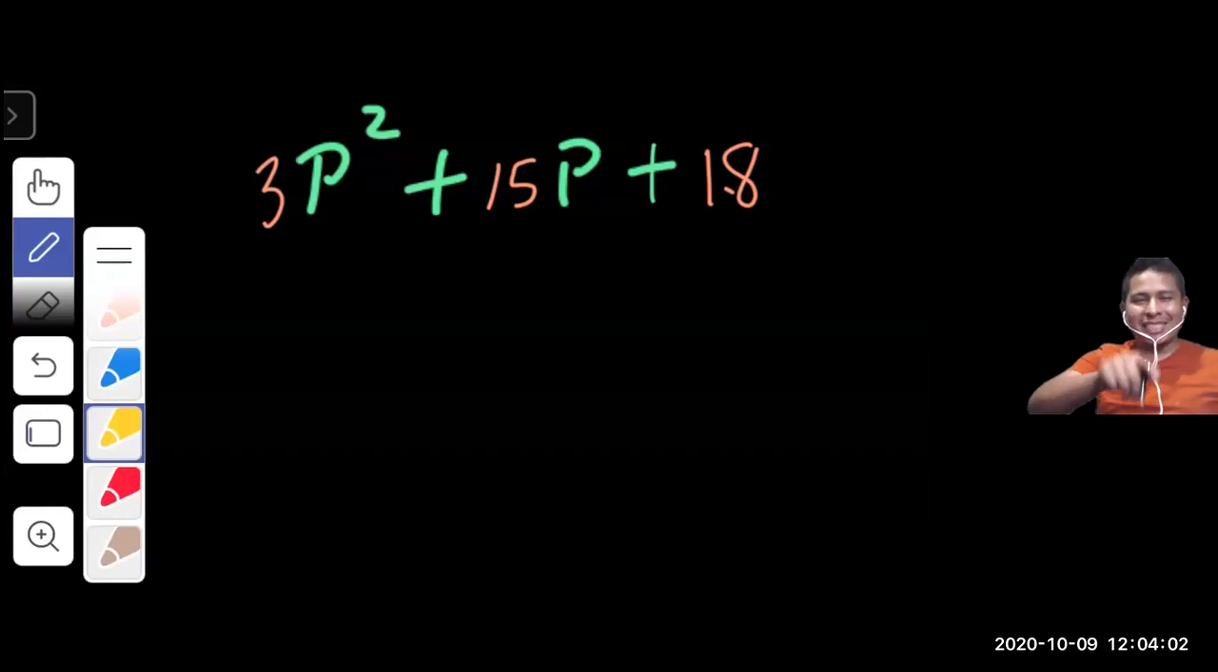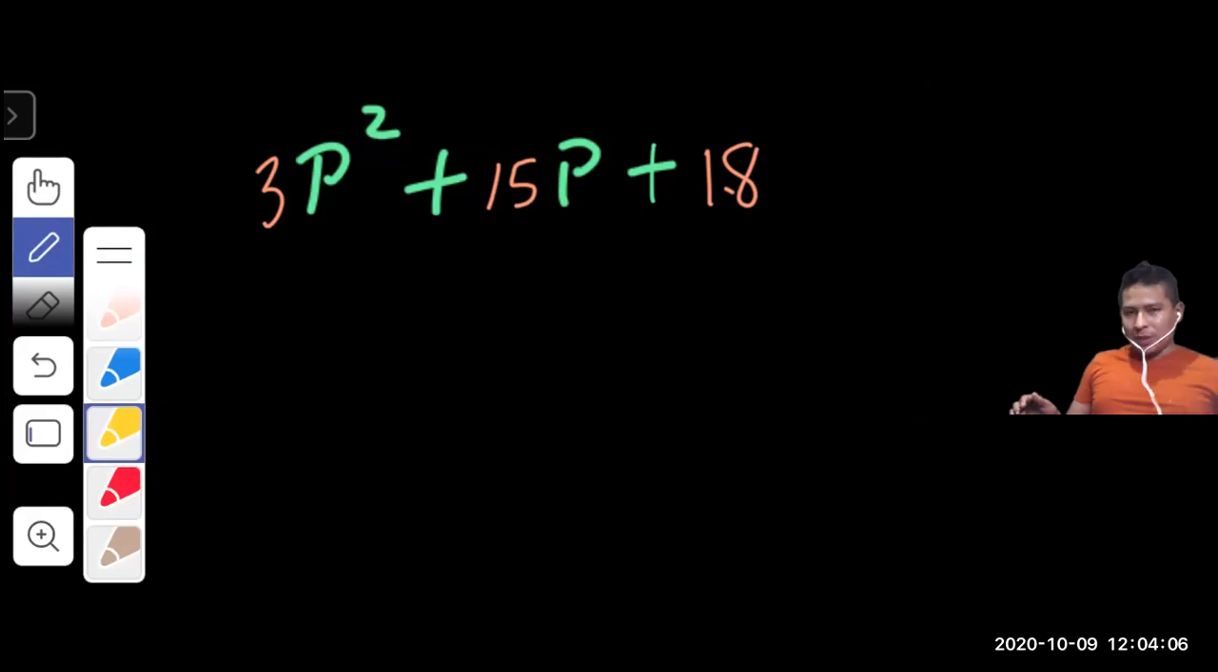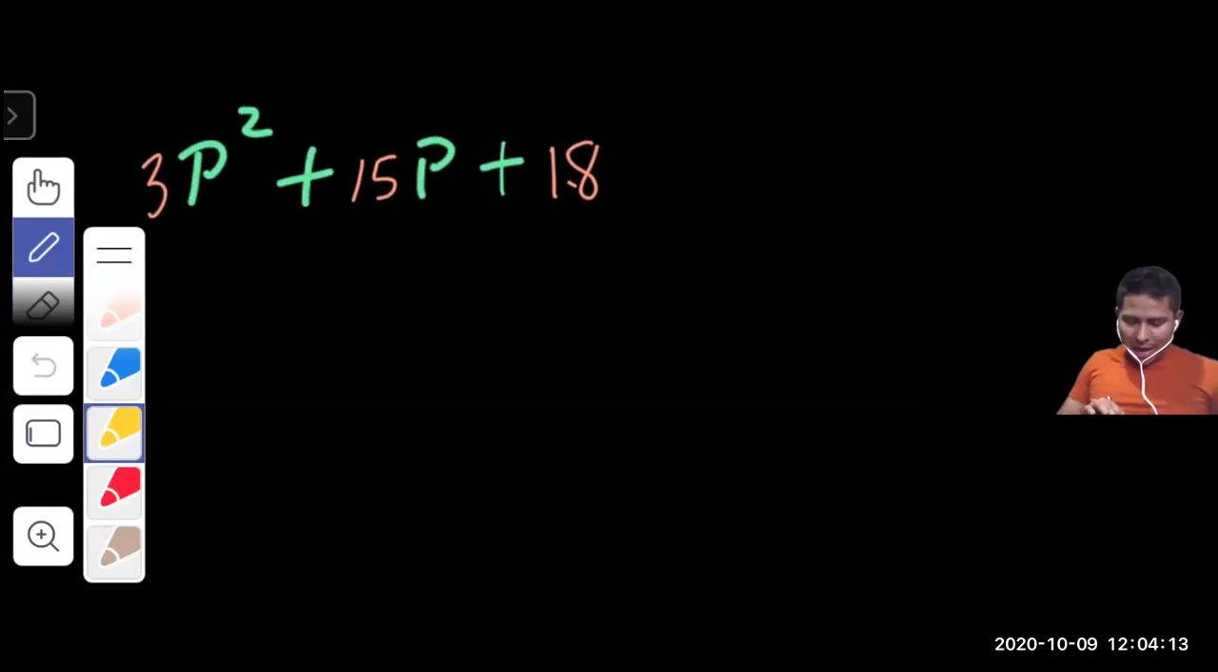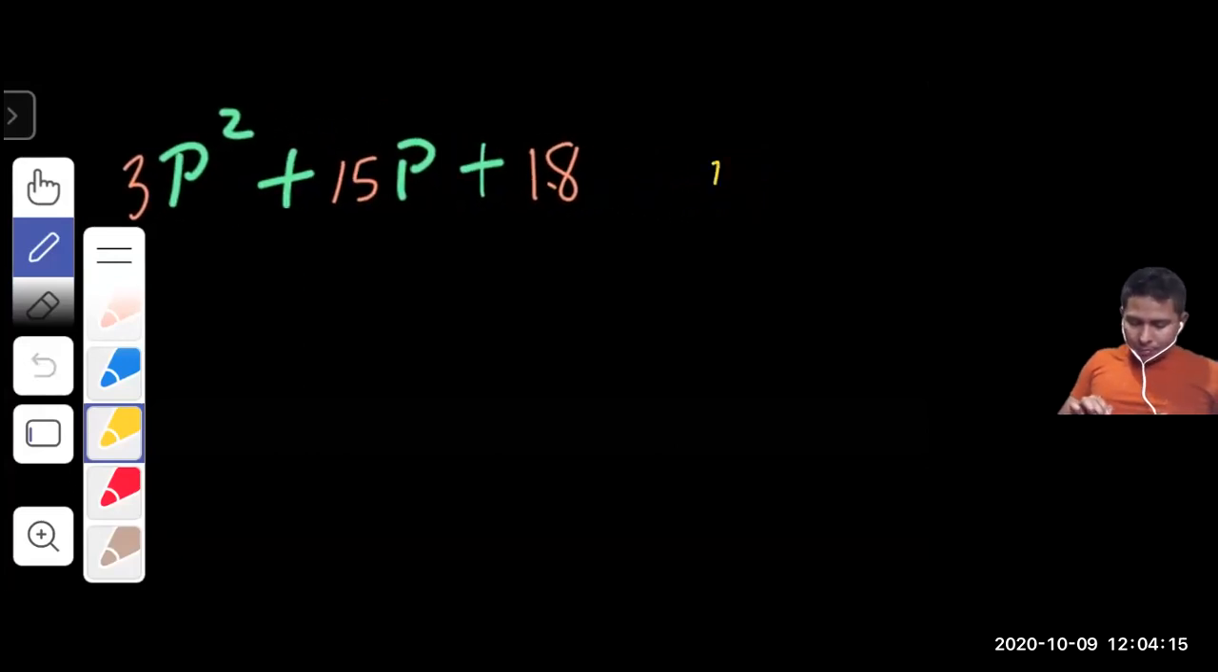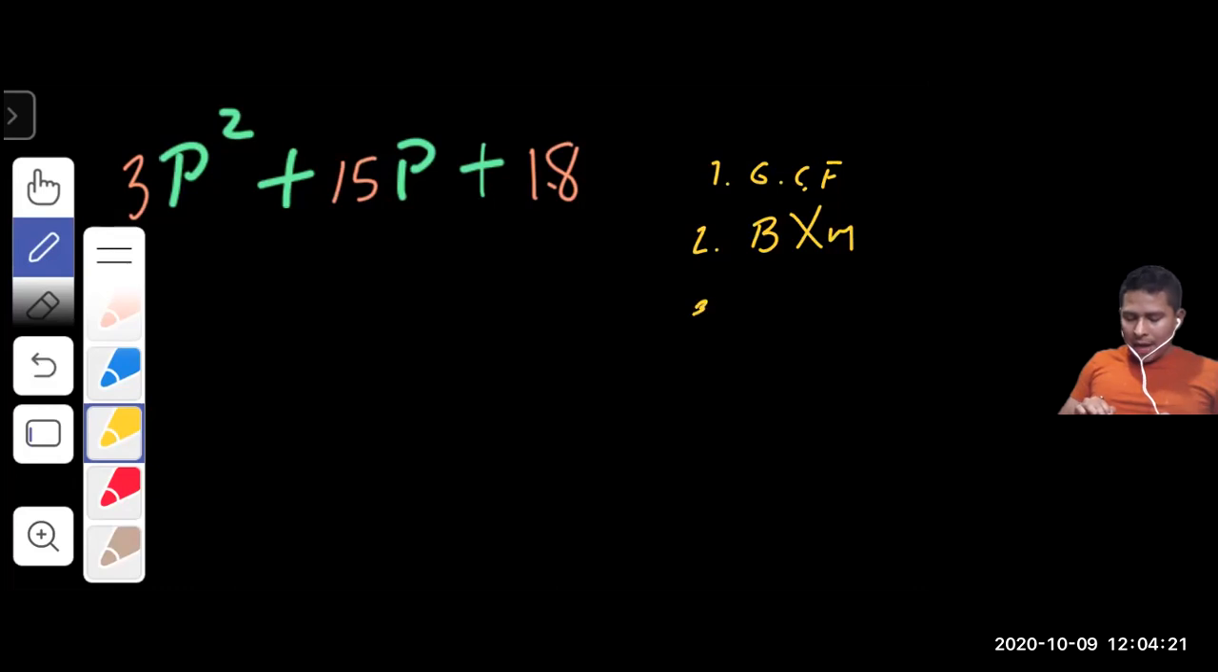Let's tackle this down aggressively. Okay, we have 3p squared plus 15p plus 18. As you can see, it's a quadratic trinomial. And how do we factor? Okay, let's copy all the methods that we have, guys. We have greatest common factor, we have big X method, and we have trial and error.